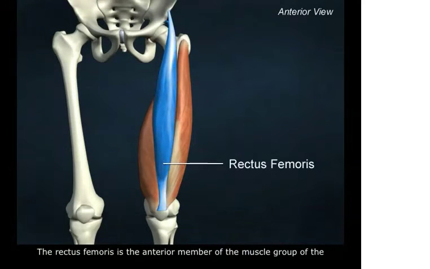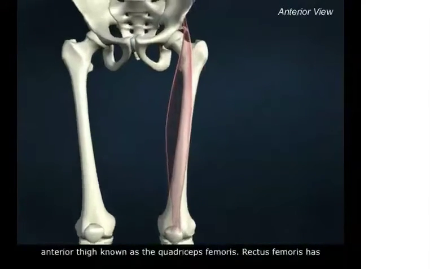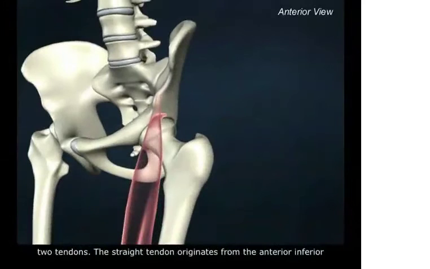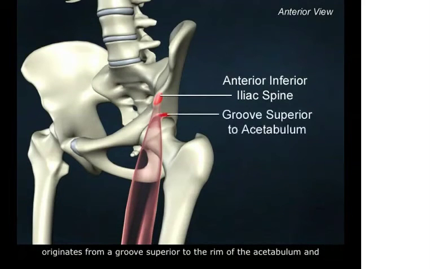The rectus femoris is the anterior member of the muscle group of the anterior thigh, known as the quadriceps femoris. Rectus femoris has 2 tendons. The straight tendon originates from the anterior inferior iliac spine and gives rise to the straight head. The reflected tendon originates from a groove superior to the rim of the acetabulum and gives rise to the reflected head.